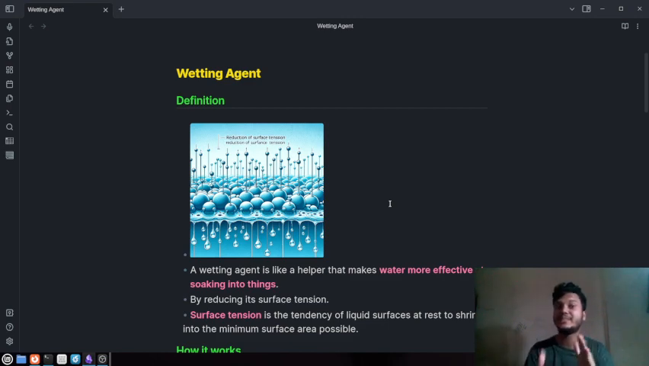Let's say we didn't have wetting agents in dyeing. What would happen is the dyeing particles, the solutions, would be soaked into the fabric unevenly, and that would produce an uneven shade. So that is why these are very important in dyeing.